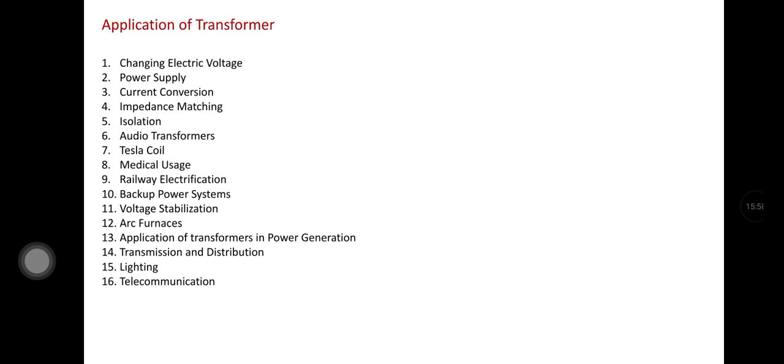Then current conversion, impedance matching, isolation, audio transformer, Tesla coils, medical usage, railway electrification, backup power system, voltage stabilization, arc furnace, applications of transformer in power generation, transmission and distribution, lighting, and telecommunication.